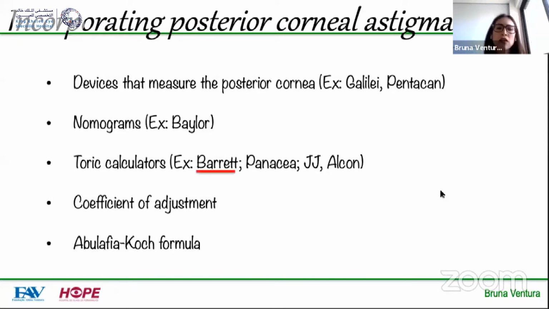I continue using the Barrett calculator. I find it wonderful. My results are very good with it. We always have the hope that we can actually measure the posterior corneal astigmatism and use that number in every eye, but the studies up until now aren't convincing that we should be doing that at this point. But we really hope the technology advances in that way.